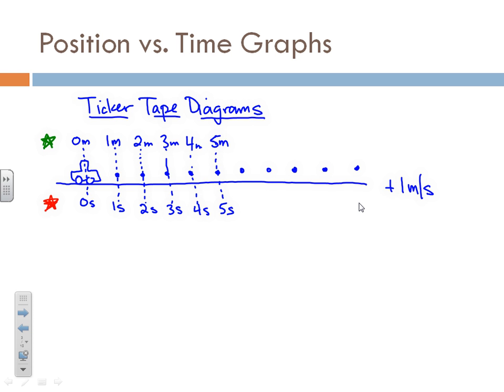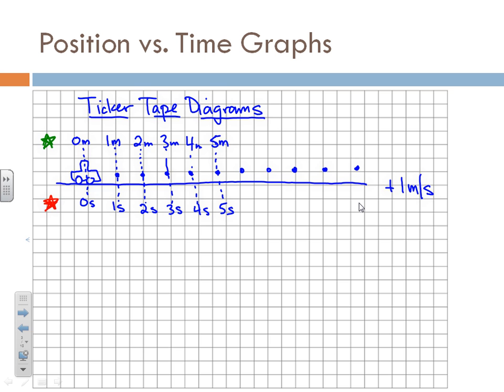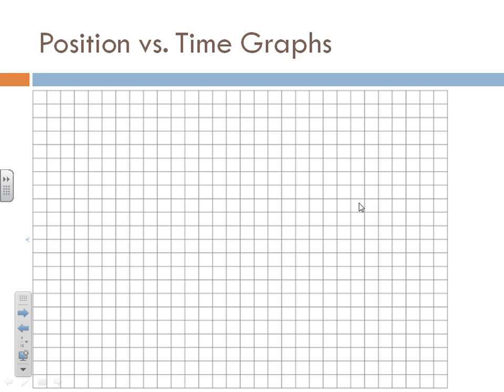So let's graph the position versus time graph for our first example here, this first ticker tape diagram. I'm going to flip back and forth between a nice piece of graph paper here. So if you need a piece of graph paper, just find one over on the side table there. So we have two axes here. And like I said, this is a position versus time graph. So time is going to be located on the x-axis. Time, remember, is t, and we're going to measure that in seconds.